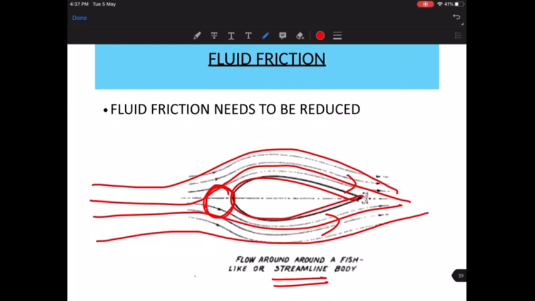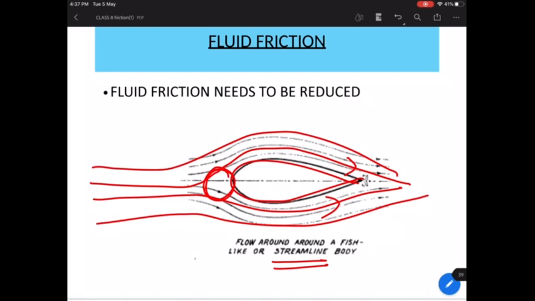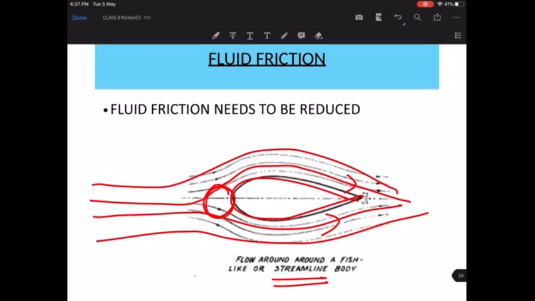Even the wings of the aircraft are streamlined in shape. So first, how do you reduce fluid friction? First is by having a streamlined shape. Vineet is asking, thin on the top and broad at the middle? Yeah, something like that. From the front it has to be smooth.